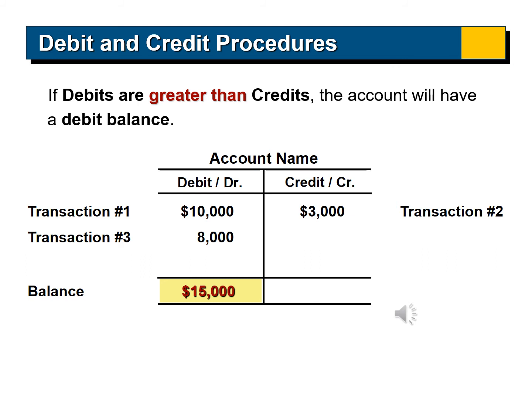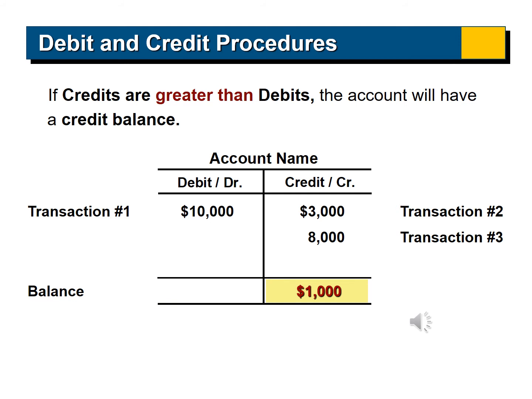So you see this example of a T account where $10,000 and $8,000 were debited from transactions 1 and 3, and then $3,000 was credited from transaction 2. Then you add the two sides and subtract the smaller amount from the larger one and show the balance on the larger side. So here we have 10,000 plus 8,000 minus 3,000 equaling 15,000, and it's showing on the debit side because the larger amount is on the debit side.